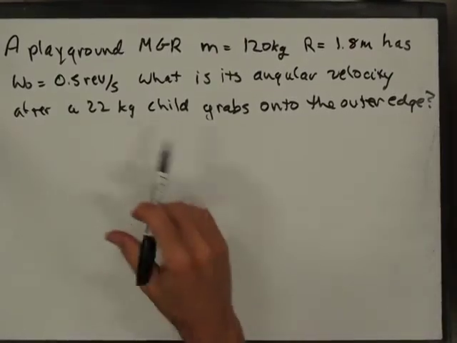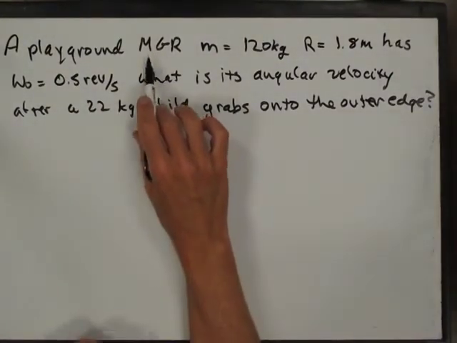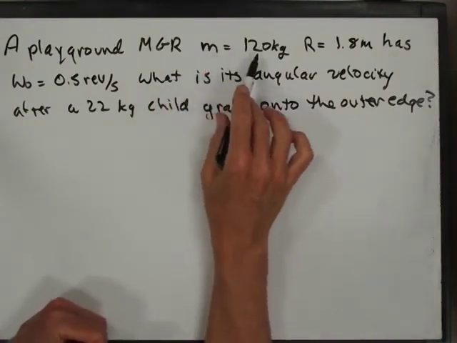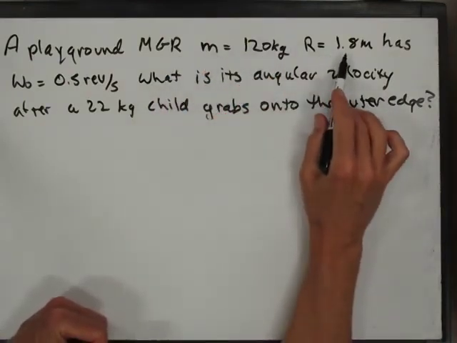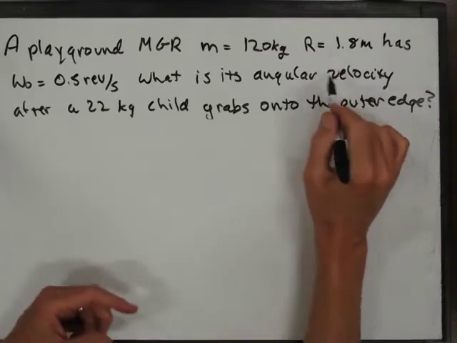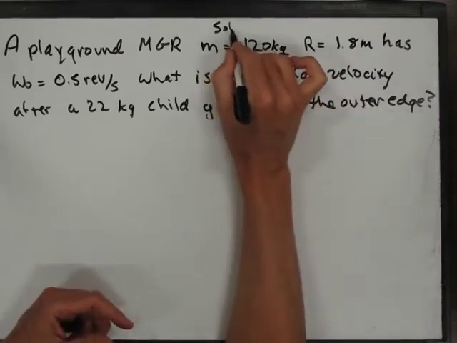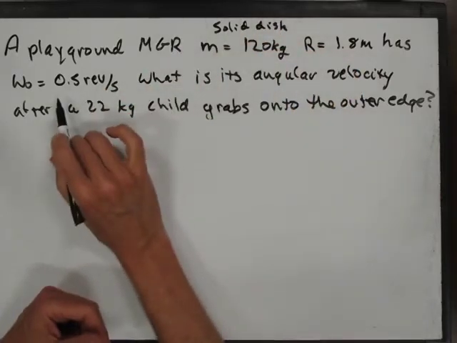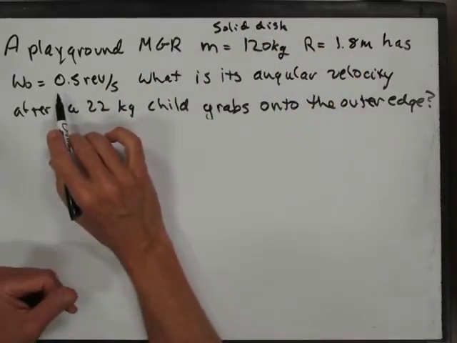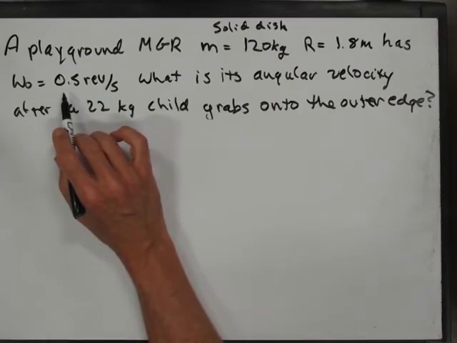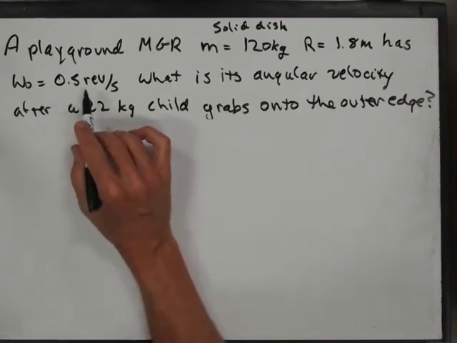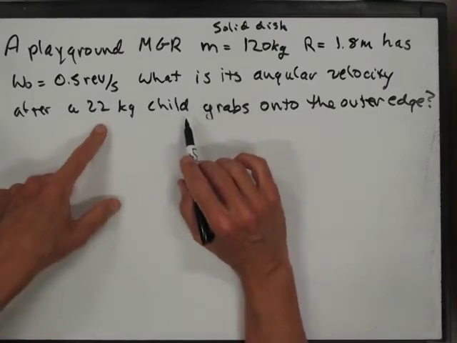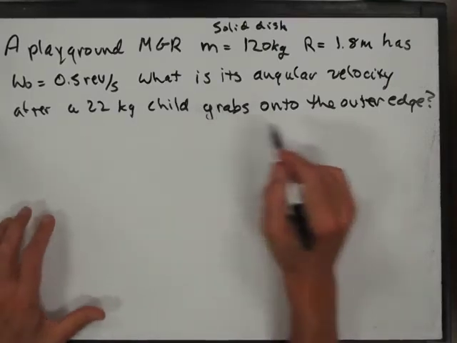Okay, in this problem, we have a playground merry-go-round. MGR is merry-go-round, that has a mass of 120 kilograms and a radius of 1.8 meters. We're going to assume it's a solid disk. It's rotating with an angular velocity of 0.5 revolutions per second. What is its angular velocity after a 22 kilogram child grabs onto its outer edge?